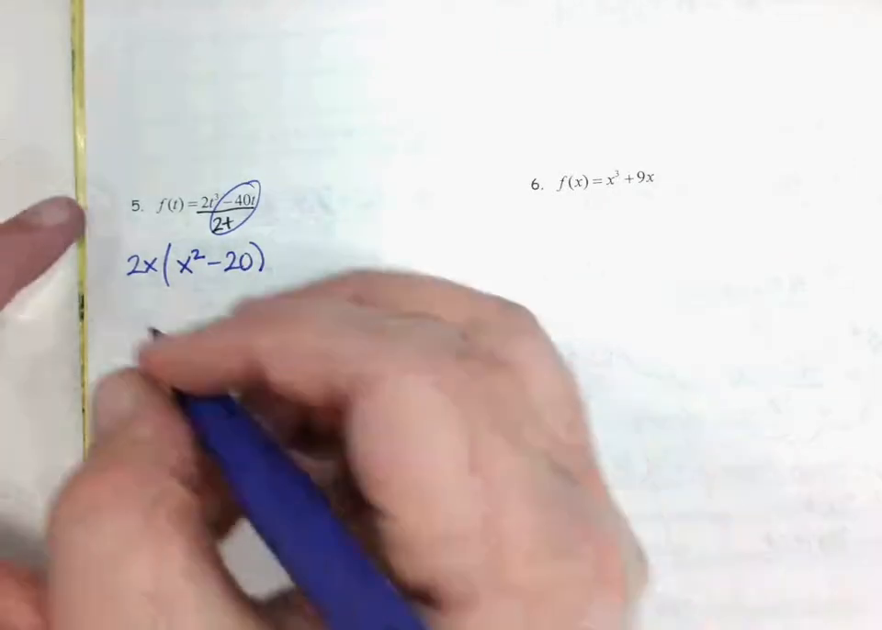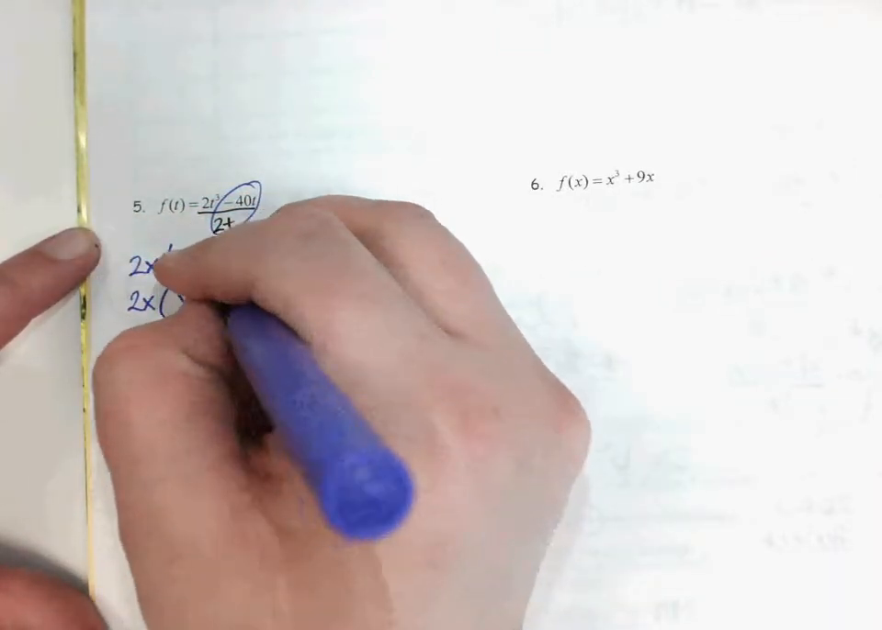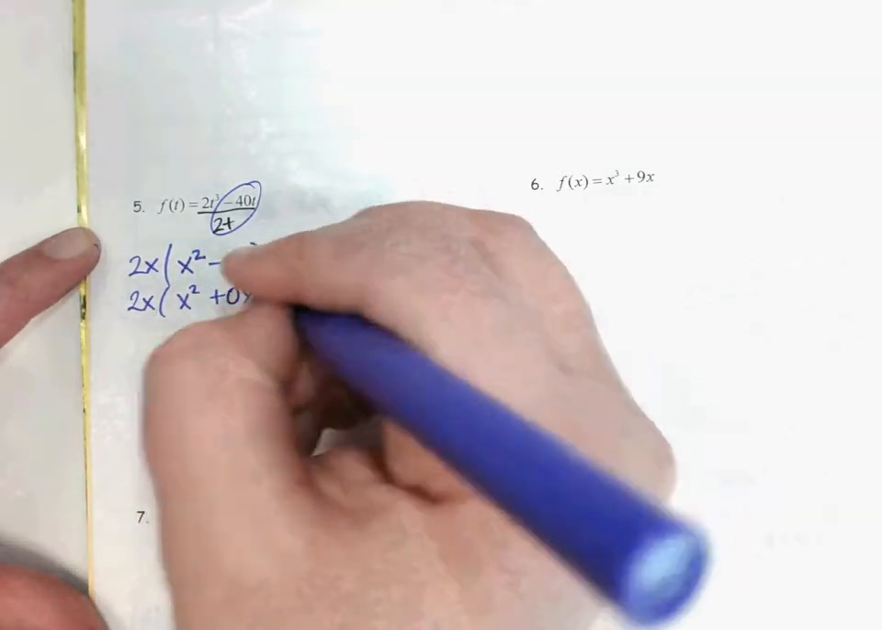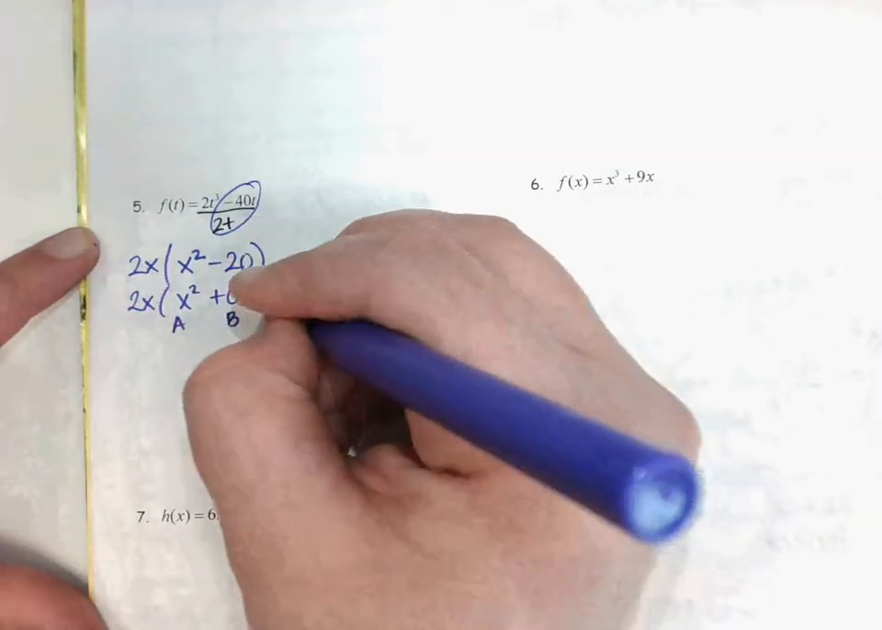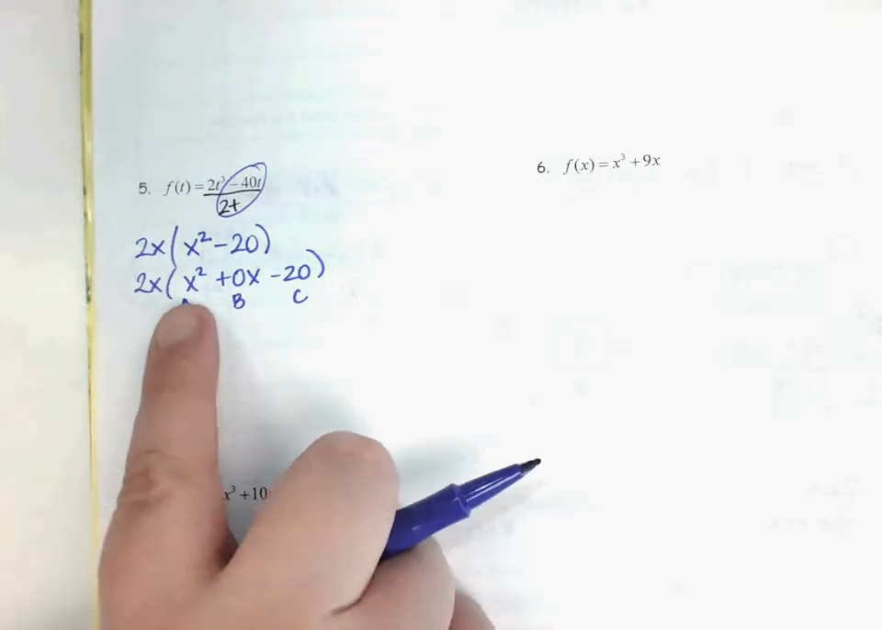So I'm going to rewrite it like this. 2x, x squared plus 0x minus 20. A, B, C. So if one of your terms is missing, you're just going to put a 0 in that spot. Label your ABC, and then do quadratic formula. So my A is what number if nothing's there? What should I put here?